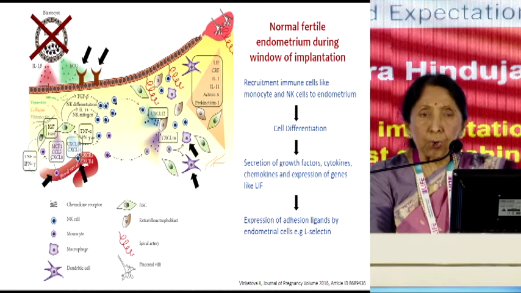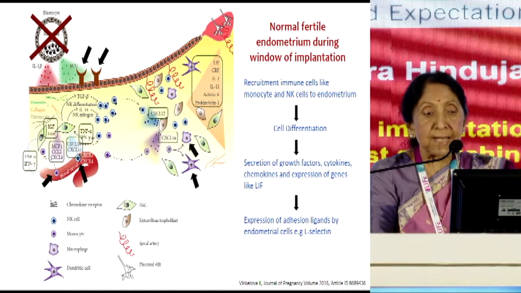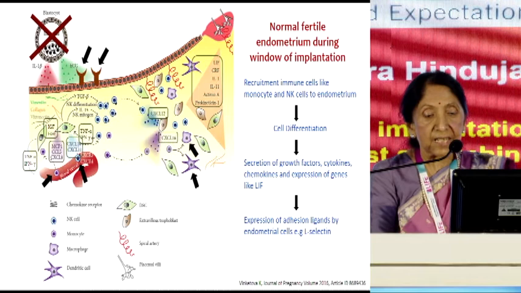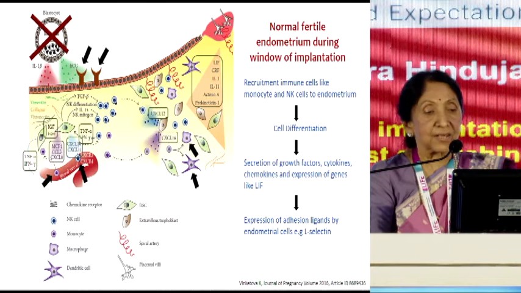In the normal cases, in the window of implantation, there is recruitment of immune cells like monocytes and NK cells. They get differentiated and secrete growth factors, cytokines, and chemokines, and express genes like LIF. And that results in expression of adhesion ligands, like selectin. And these are the ones which attract for the attachment.